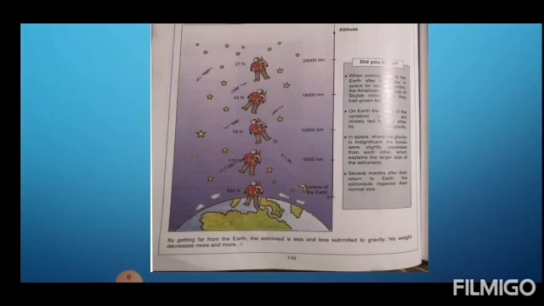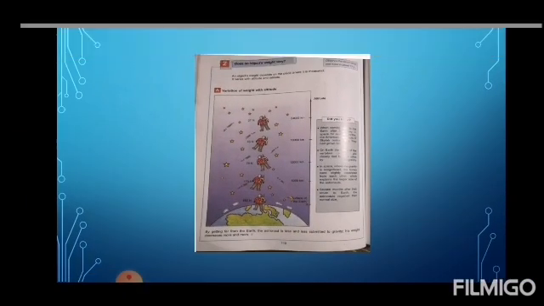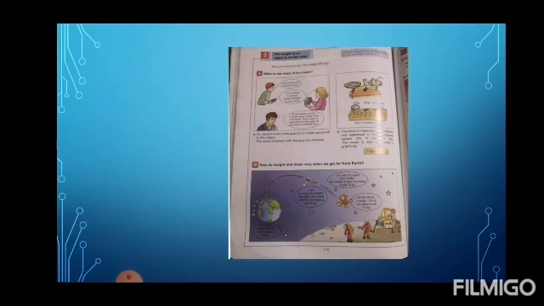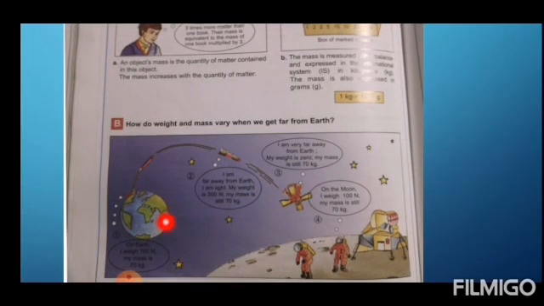So the weight is related to gravity. As gravity decreases, the weight decreases, and vice versa. As gravity increases, the weight also increases. Now I want to see the mass of the man. Does the mass of the man vary? Let us see. On the earth, the mass of the man is 70 kilograms and his weight is 700 Newton. On the moon, we notice that his mass remains the same, 70 kilograms, but his weight decreases to 100 Newton.